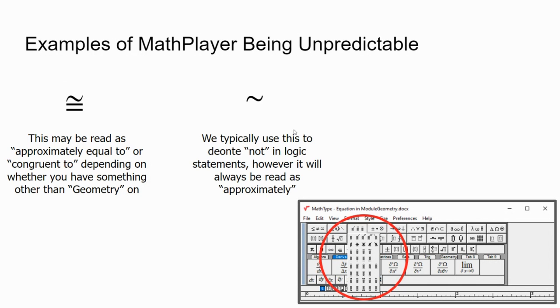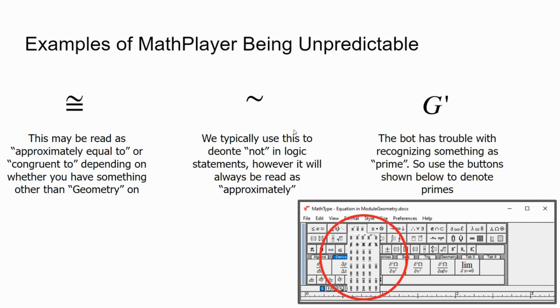And then another big thing is this symbol, the tilde, which is typically used to denote not in logic statements. So something like not A, not B. However, in all my experimenting, I could not get it to ever say approximately. So you will have to use the sideways L symbol. I do not know the official name, but to me, it's the sideways L, to denote not. And finally, the bot has trouble with primes. So in this little helpful dialog box, in the top row, there are the primes. I recommend you use those buttons to denote something as being a prime, just because we don't want the bot to get confused.